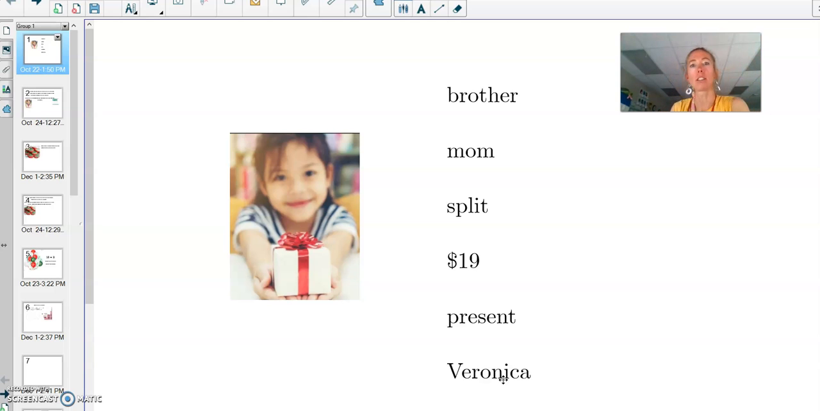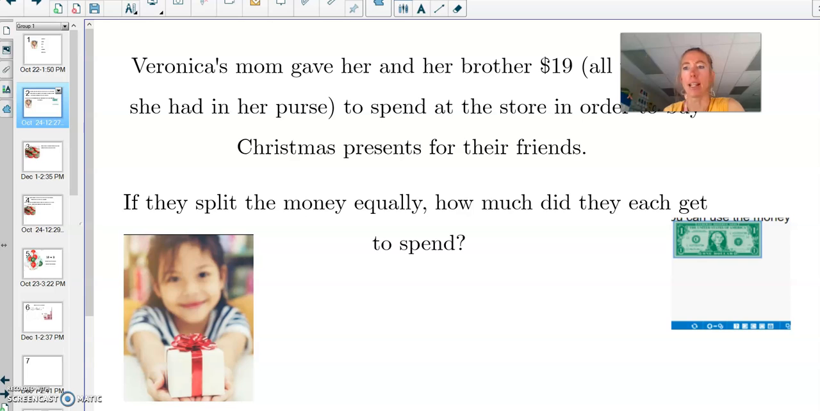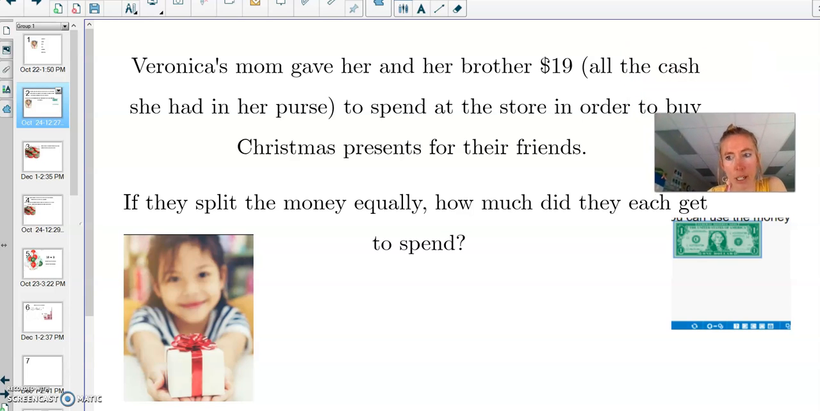Unpause the video when you're ready, or maybe you're like, I'm just ready for the problem. I want to see what the problem is. Okay, here we go. Here's the actual problem. And if you did write a story, you can see how close yours was to this one that I have. Here it is. Veronica's mom. Oh, it was about Veronica's mom.